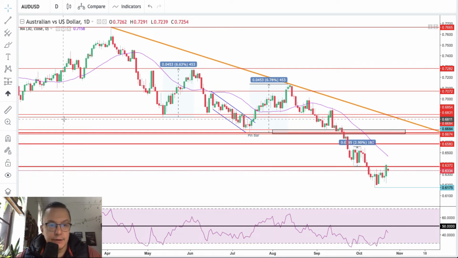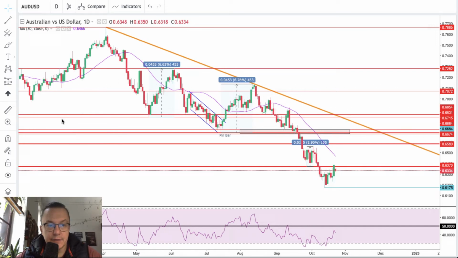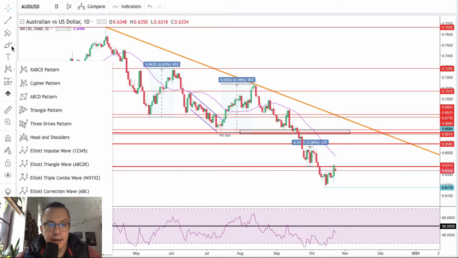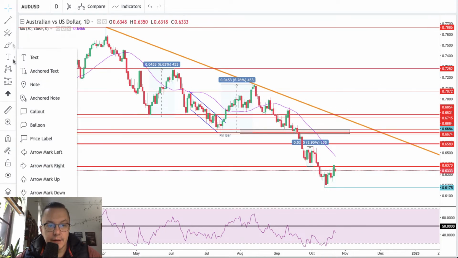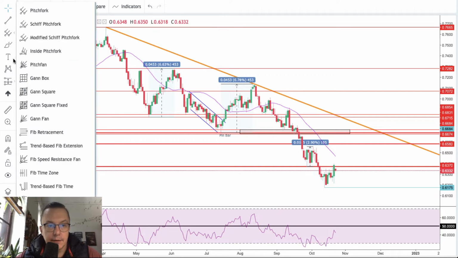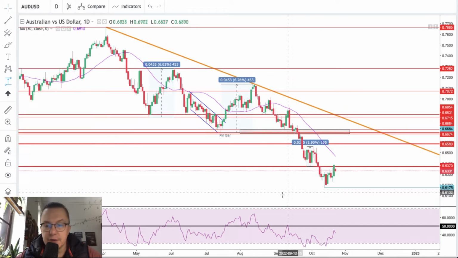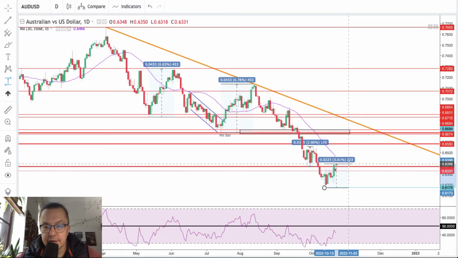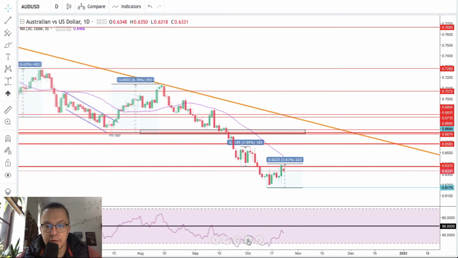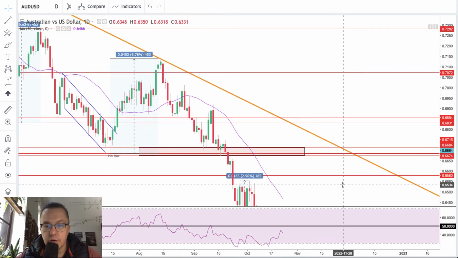We can see as well that this recent bounce, let me just show you the price range measurement. This price measurement in terms of percent is 3.61%, which is already bigger than the previous one, which was 2.9%. So what do we have here?